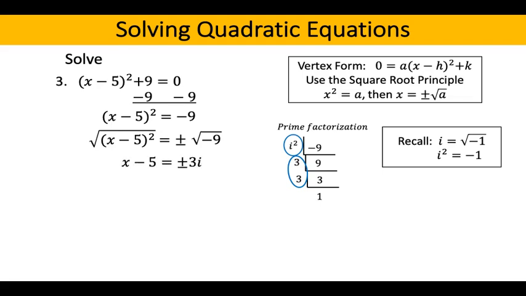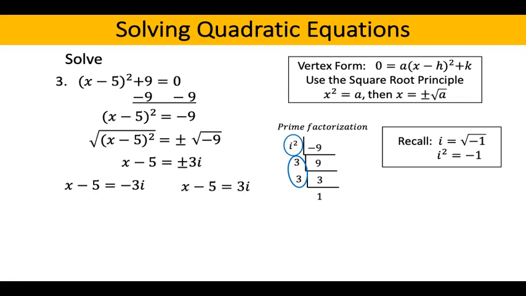Notice on the left-hand side, we still have x minus 5. So we have not finished solving for x. We actually need to write two equations. x minus 5 equals a positive 3i, and x minus 5 equals a negative 3i.